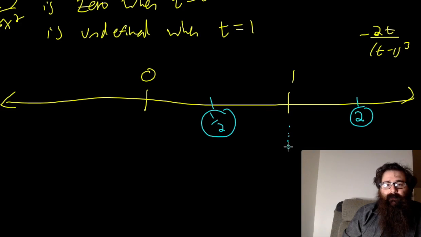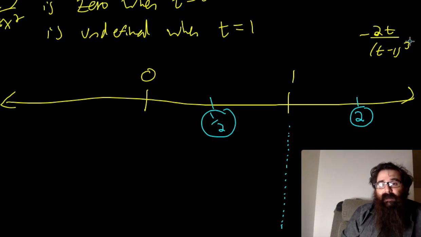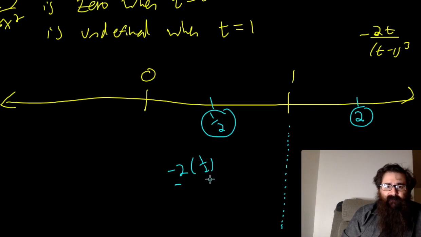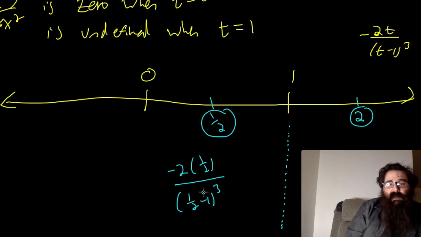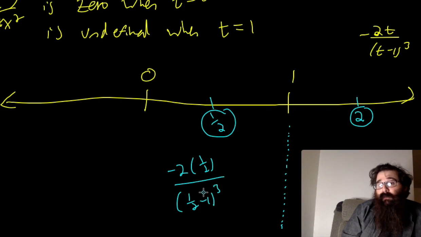I want to plug these into my second order derivative, and I just want to know, is it positive or negative? So if I plug 1/2 in, negative 2 times 1/2 divided by 1/2 minus 1 cubed, I don't really care what this numerical evaluation is. You could have picked a test value of 1/3 or 1/5 or anything different. You'd get a different number, but the sign of that number would be the same.